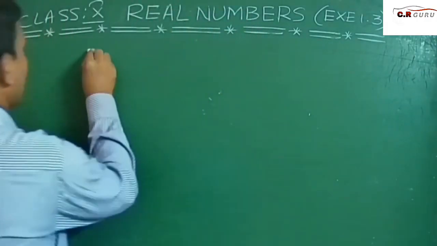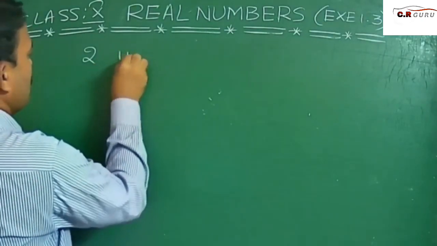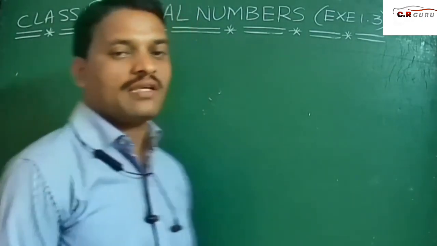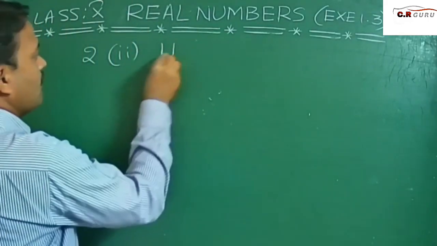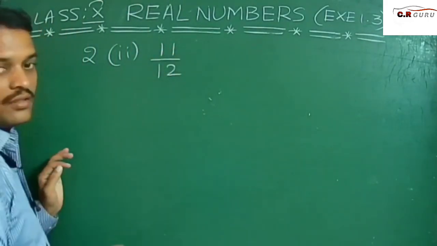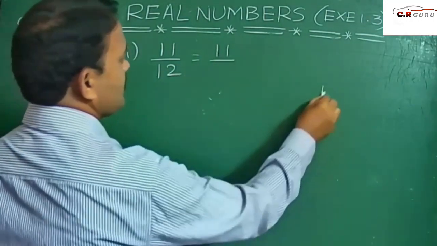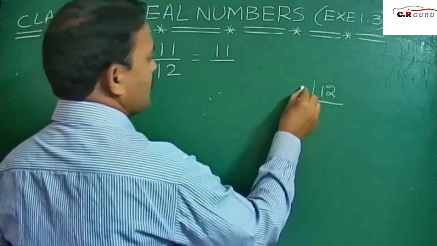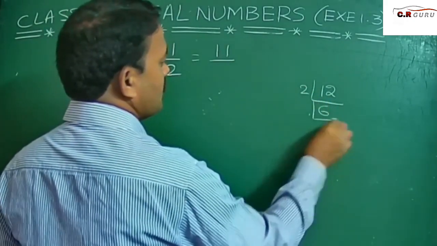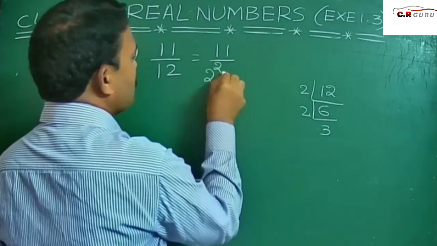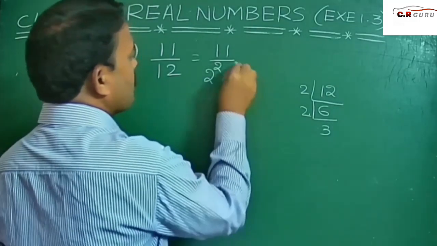the second Roman. The second sum is 11 by 12. So how will we write this? 11 by 12 can be written with 12's prime factors: 2 6s are 12 and 2 3s are 6. So that equals 2 square into 3 to the power of 1.